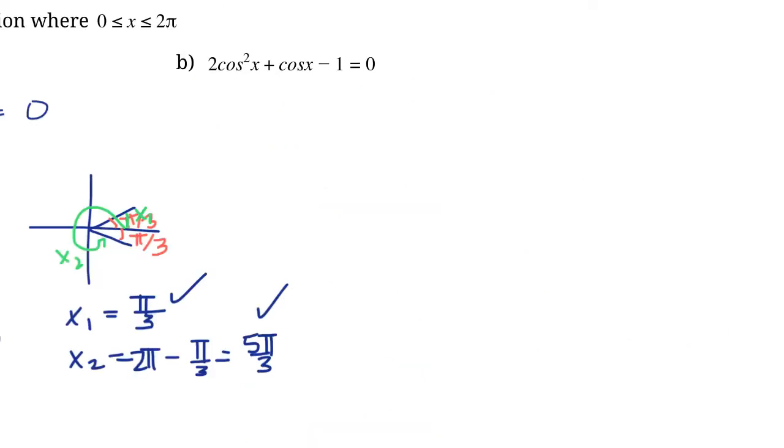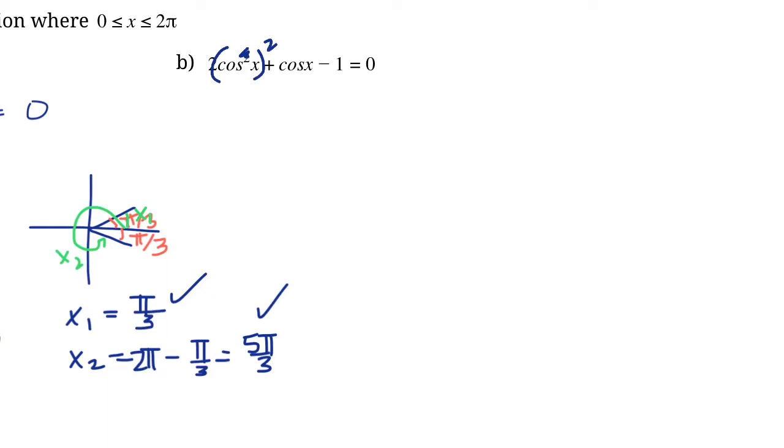Okay, this one looks a little bit different. We got a cos squared x in there, and then a cos x. So this is complicated because we have a squared and then a non-squared one. So one thing we can do is first realize what cos squared x actually means. Cos squared x actually means cos x, squared, right? It's like saying 2 times cos x squared plus cos x minus 1.